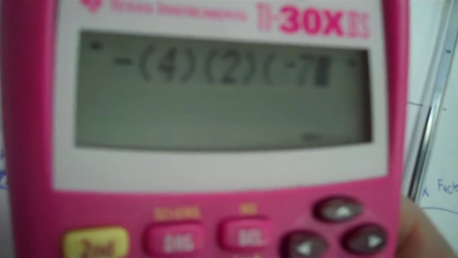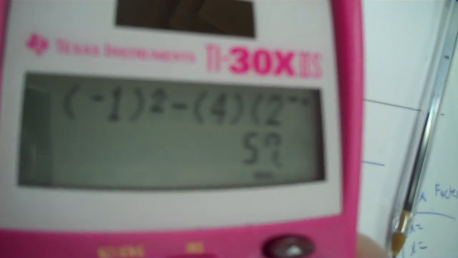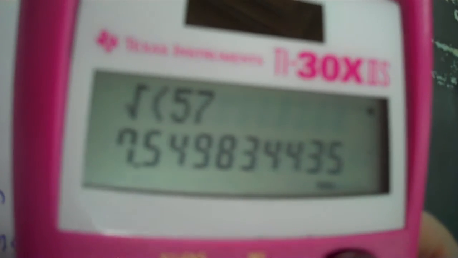So I'm going to go parentheses -1, close it, take it to the second power like we saw yesterday, and then -4, 2, -7. It does the order of operations for you. It's 57. Now you don't just put 57 there. You need to find the square root of the value 57. So second, then the key next to the 7, 57. 7.55. So you're going to be putting 7.55 after the plus minus sign.